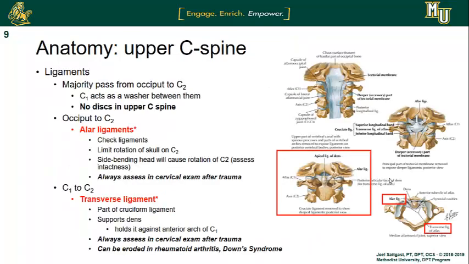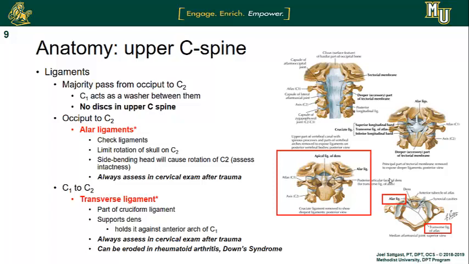When we talk about C1 and C2, we have to talk about two important ligaments, one being the alar ligament, one being the transverse ligament. There are other ligaments as well, the majority of which pass from the occiput to C2. C1 acts kind of as a washer between them, and really there's no disc in the upper C spine, right? So here we see the tectorial membrane, which kind of serves almost like a ligament of sorts, okay?